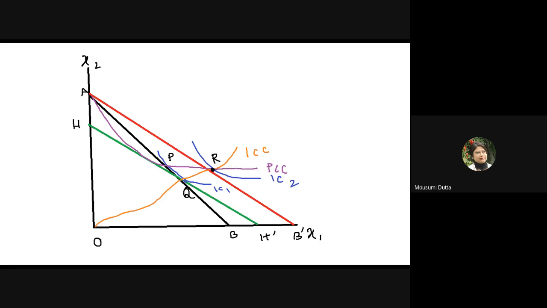If you want to draw PCC, remember you have to connect the points which have been generated because of change in price. On the other hand, if you want to draw the ICC, you need to connect the points which have been generated because of change in income. Q and R have been generated because of change in income, so this will give us ICC, whereas P and R have been generated because of change in relative price. So if I join these two points, we will get the price consumption curve.